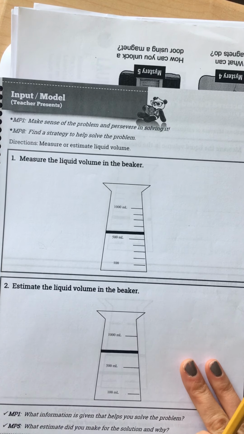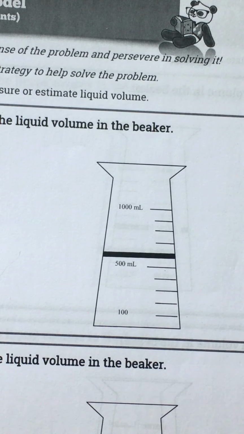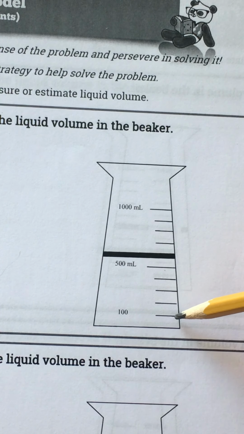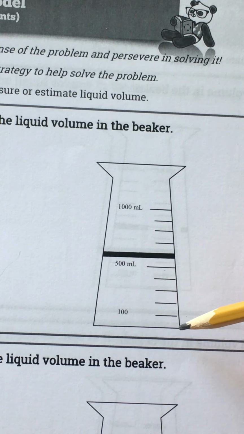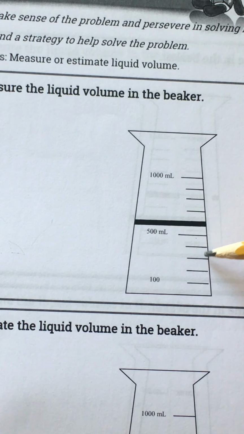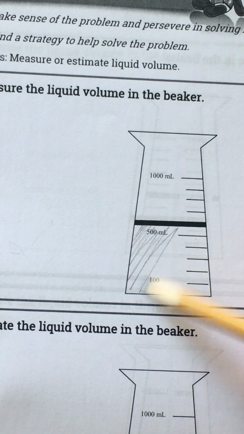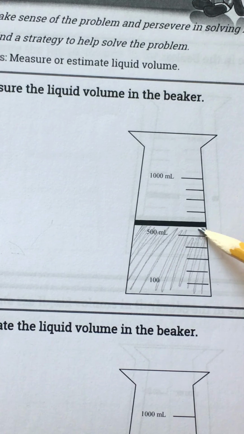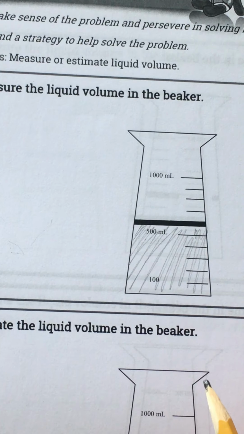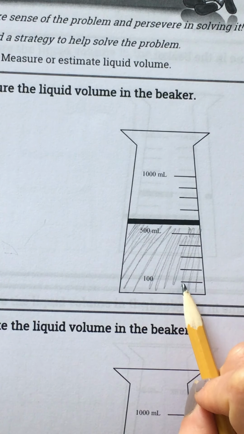For the teacher input, we are going to measure the liquid volume in the beaker, okay? So you can see here that we are not estimating. We're actually finding an accurate measurement. I know this because I have ticks, okay? In my volume line, my liquid line that I'm trying to figure out what the volume is, it's on a tick. So I'm going to find an accurate amount of milliliters.